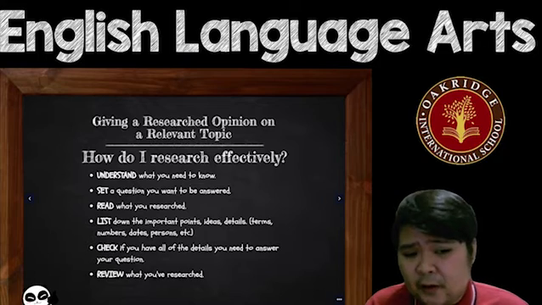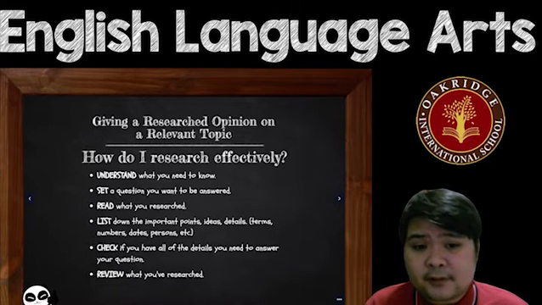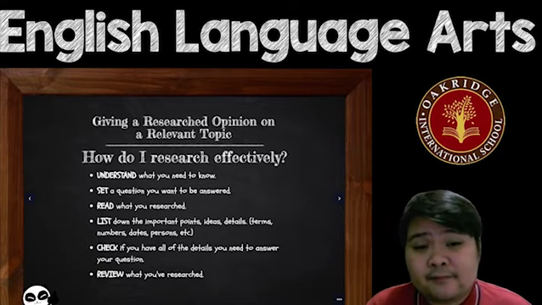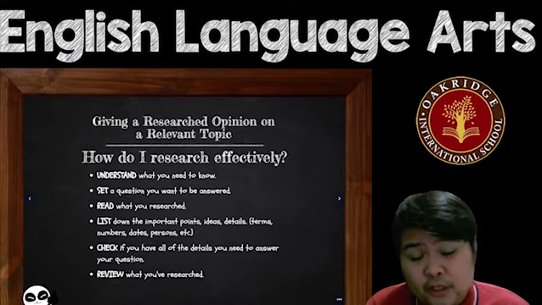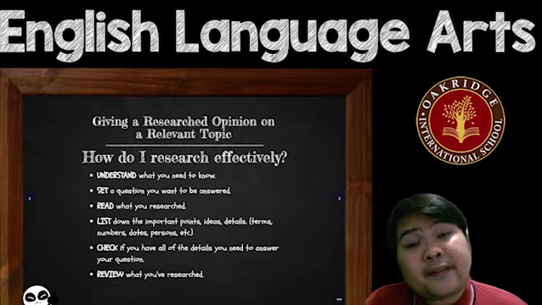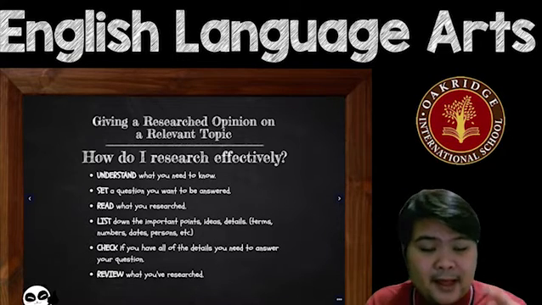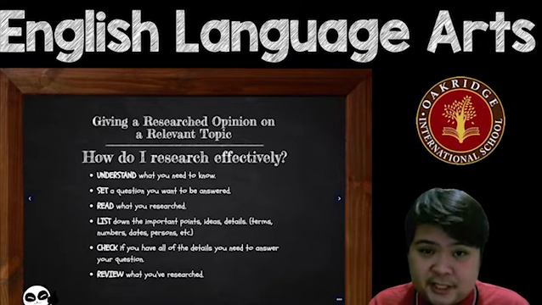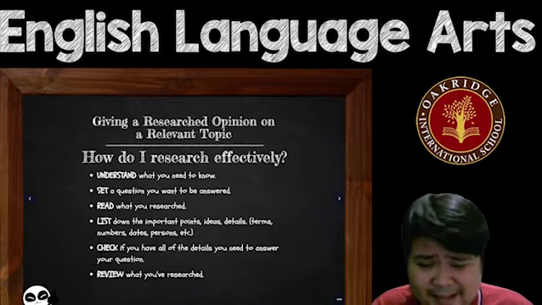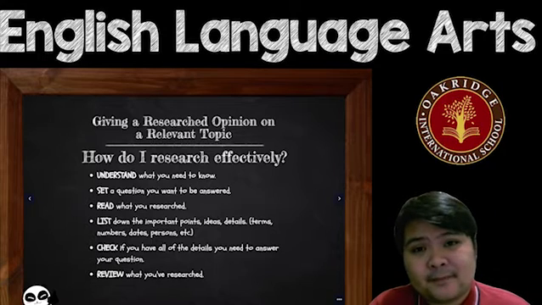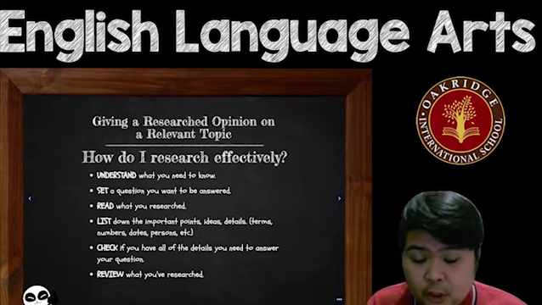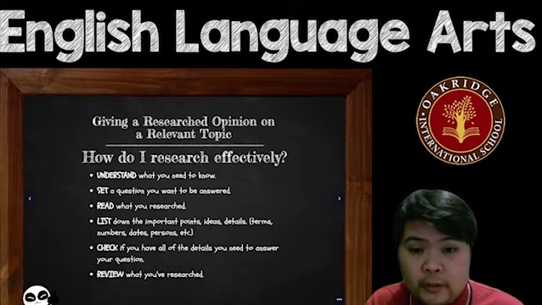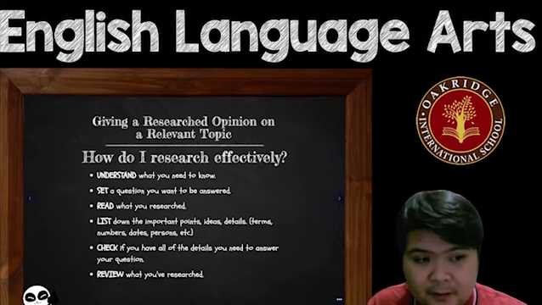Next, check if you have all the details that you need to answer your question. Are they all there? Is everything that I've researched all good? Do I have everything that I needed? Right? And then when you're done with that, review. Review what you've researched. Go through them again. Read them again. Look at them again. That way, your mind is set properly when you are doing your research. Okay? Take note of these things.